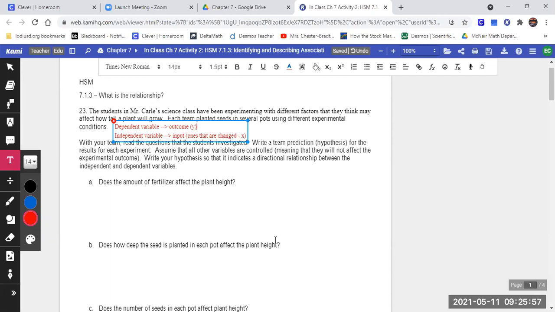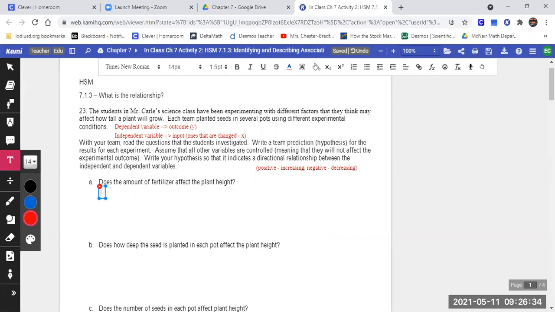Okay. Now, directional relationship, they put that here, directional relationship. They are asking whether it's positive, which is increasing, or negative, which is decreasing. Okay, that's what they mean by directional relationship. Is it an increasing relationship? Is it a decreasing relationship? Okay, and now we're going to go do our sentence.